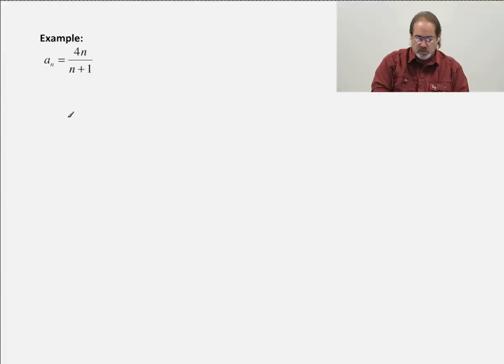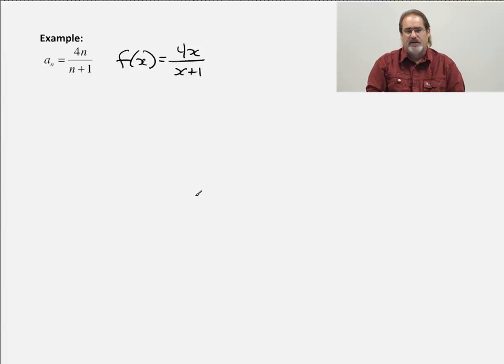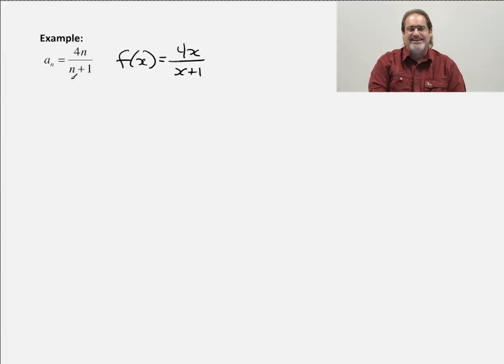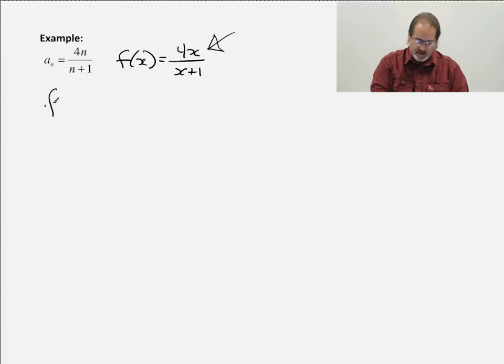Something like a_n equals 4n over n plus 1. Well, with this, I'm going to think of this as f of x equals 4x over x plus 1. Now, it's true for every n, because remember the domain of n is 1, 2, 3, 4, all the way to infinity. For every n, a_n equals f of n. So they're equal everywhere. So now that I'm thinking about it in terms of this continuous function, I'm going to take a derivative. Let's take a look at f prime of x.